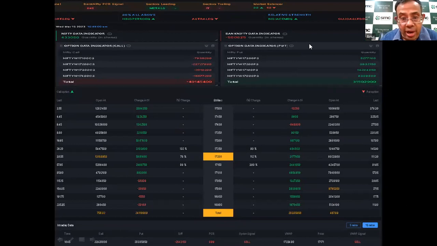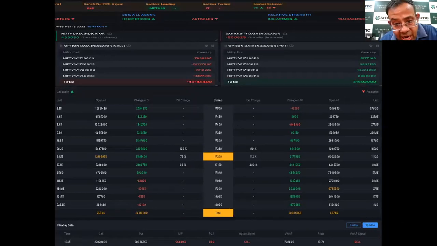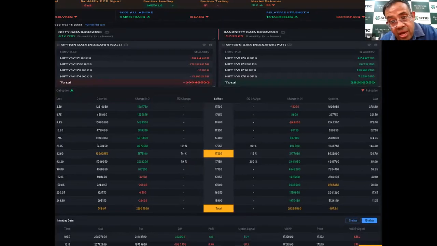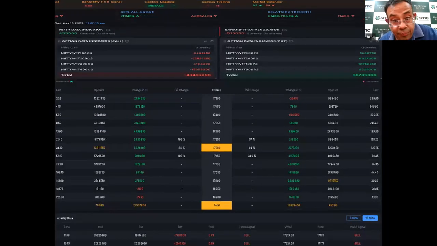Now look over here also. Call writing increased from 79% to 88%, from 74% to 76%. But there was hardly any change in the put writing. Data was turning negative. So this is how you analyze the things.